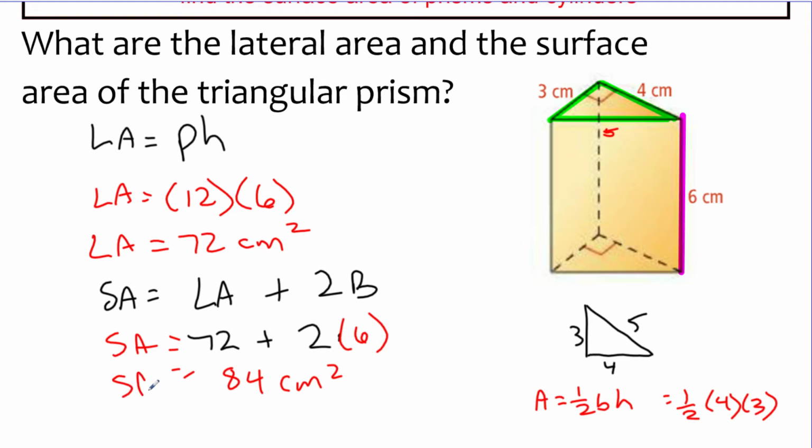So we'd say the surface area is the lateral area, those three rectangles, plus 2 triangles, one on the top, one on the bottom, both identical, and that have an area of 6. When I add up all those parts, we've now found the surface area of the triangular prism.